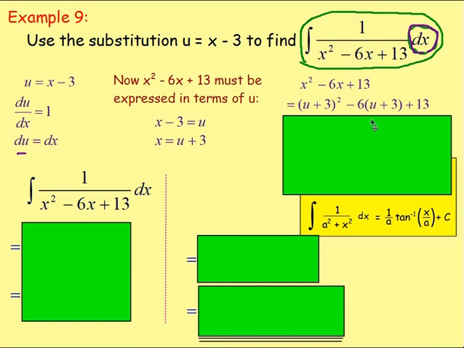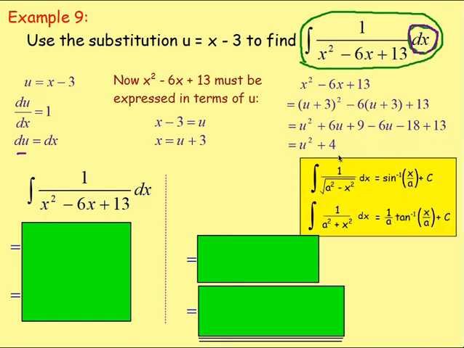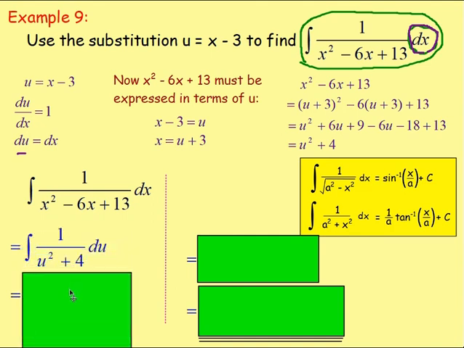From there, if you multiply out the brackets, u plus 3 times u plus 3, well, u times u is u squared. U times 3 is 3u plus u times 3 is 3u, which will give you 6u. 3 times 3 is 9. You'd have take away 6u, take away 18, and then plus 13. And if you simplify that, it gives you u squared plus 4. So now we can write the whole of this bottom line as u squared plus 4. So that will then become 1 over u squared plus 4. And remember, dx is du.